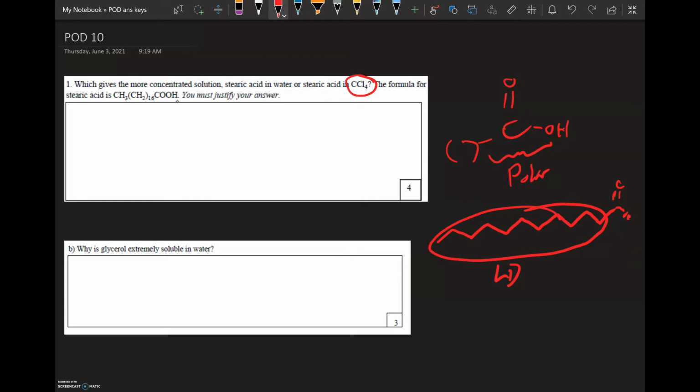So why is glycerol extremely soluble? It's because there's a lot of hydrogen bonding. It's a very polar substance, and polar dissolves in polar solvents. Alright, so again, we'll come back to the other problems that are found in POD10 in the upcoming video. For now, just continuing on with what we have been discussing in the other problem sets with intermolecular forces, Lewis structures. All this starts to tie together in understanding solutions and how solutions are formed.